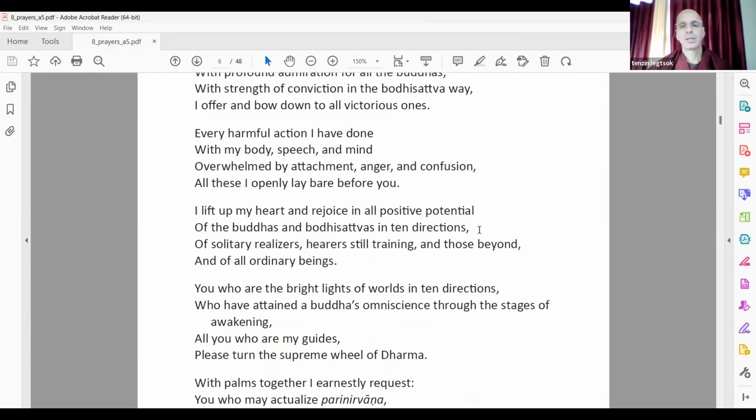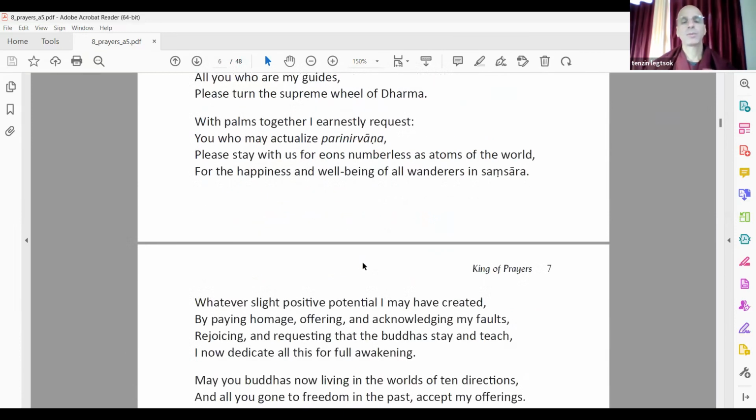I lift up my heart and rejoice in all positive potential of the Buddhas and Bodhisattvas in 10 directions, of solitary realizers, those still training, and those beyond, and of all ordinary beings. You who are the bright lights of worlds in 10 directions, who have attained a Buddha's omniscience through the stages of awakening, all you who are my guides, please turn the supreme wheel of Dharma. With palms together, I earnestly request, you who may actualize parinirvana, please stay with us for eons numberless as atoms of the world, for the happiness and well-being of all wanderers in samsara. Whatever slight positive potential I may have created by paying homage, offering, and acknowledging my faults, rejoicing and requesting the Buddhas to stay and teach, I now dedicate all this for full awakening.